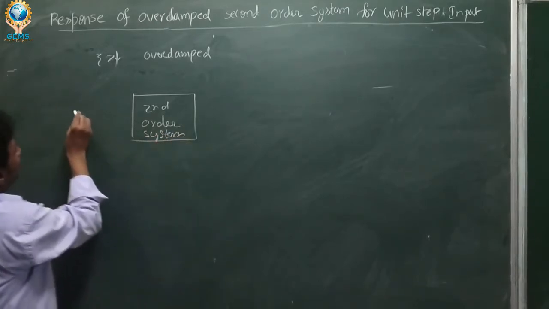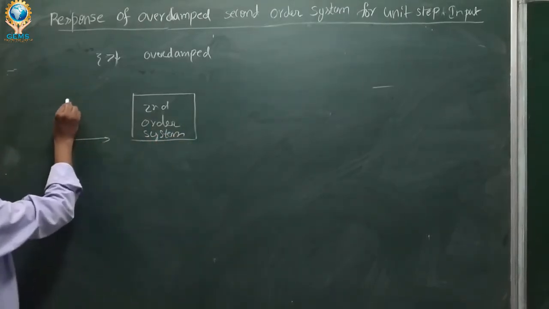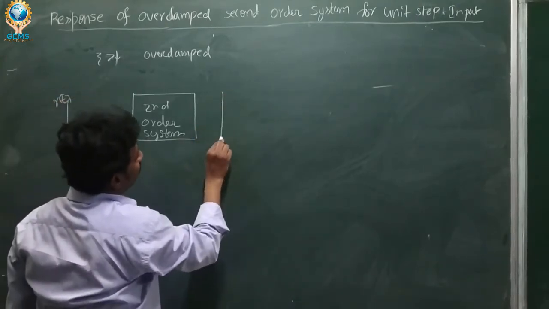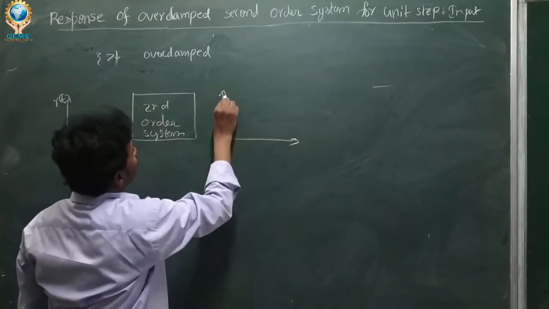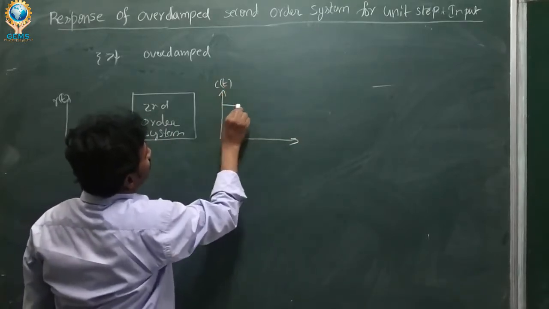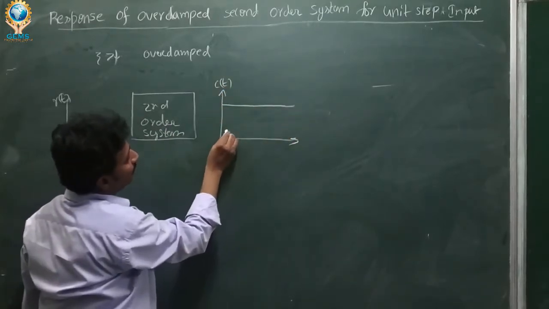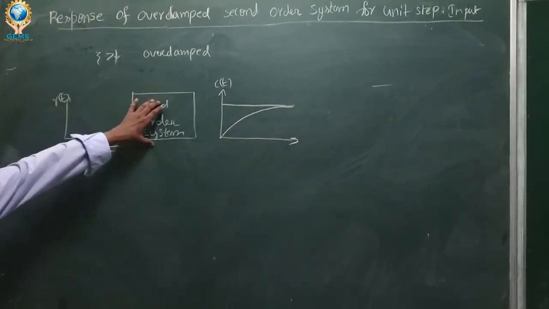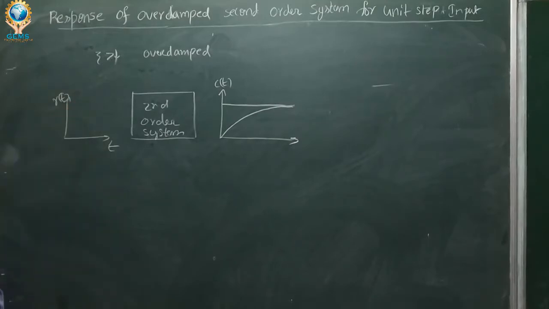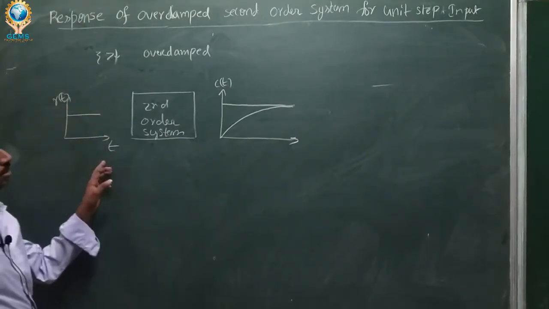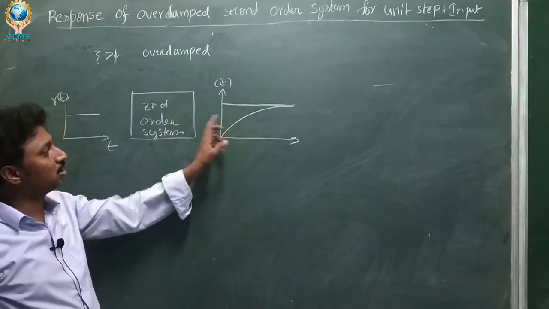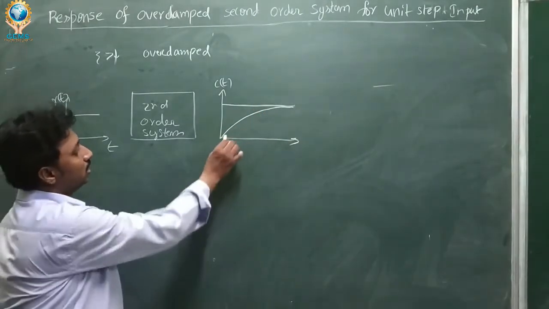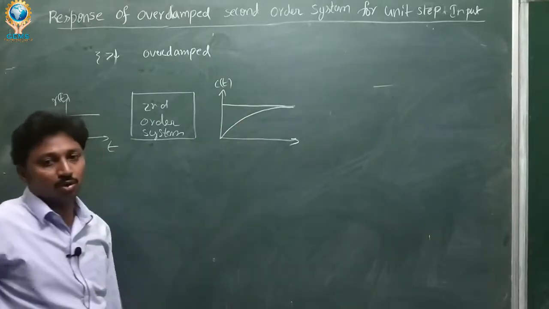So this is our step signal. So this is our response, the critically damped response, right? When your second order system is subjected to a step signal, so this is the step signal, your system gives an overdamped response. Now we are going to derive the expression for the overdamped response.